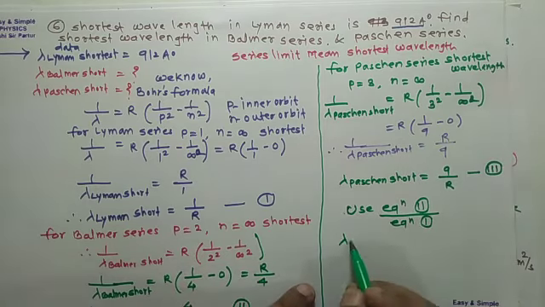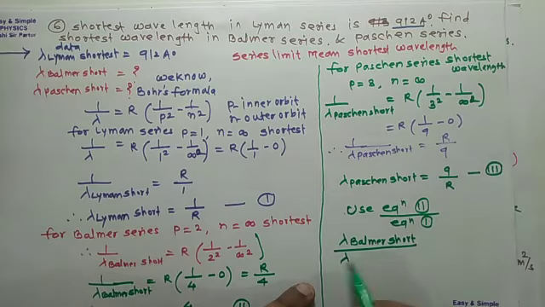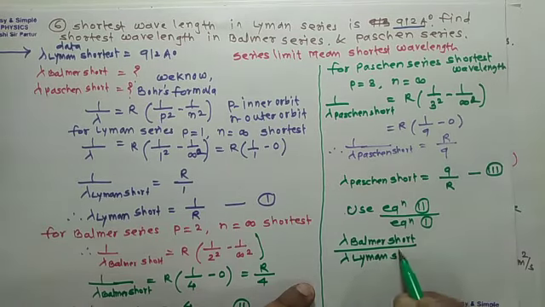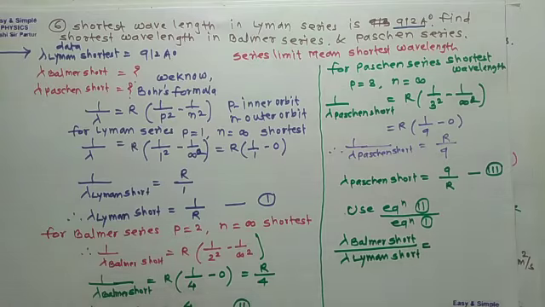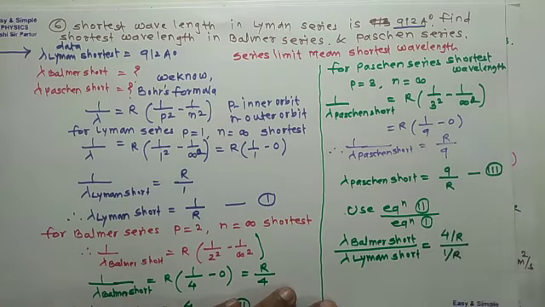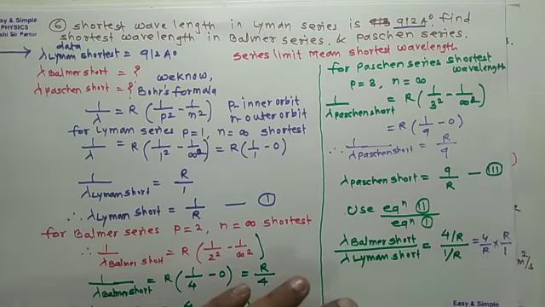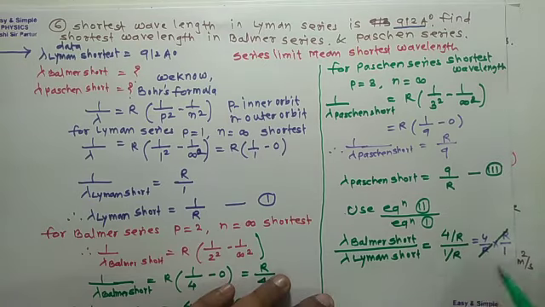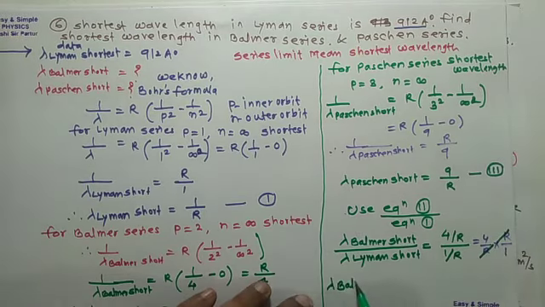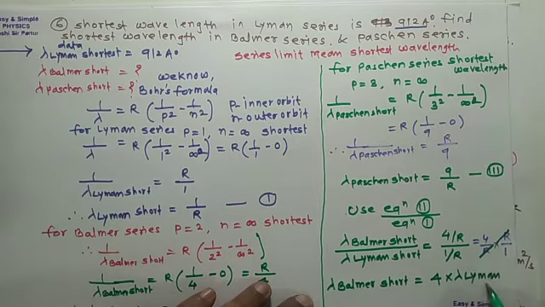Similarly, if we divide or use equation 2 divided by equation 1, what happened? Lambda Balmer shortest divided by lambda Lyman shortest is equal to 4 divided by R upon 1 divided by R. It can be written as 4 upon R multiplied by R upon 1. R and R get cancelled. So lambda Balmer shortest is equal to 4 multiplied by lambda Lyman shortest.